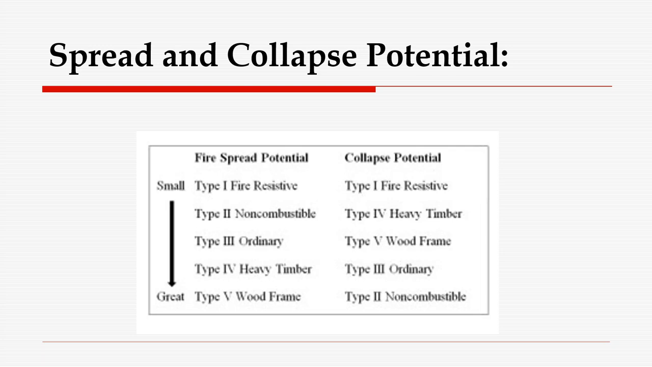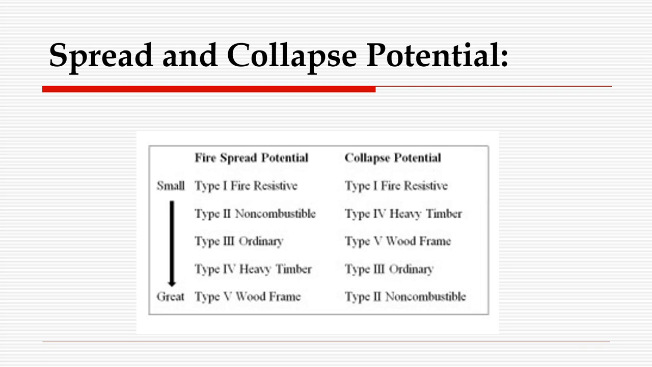So for fire spread potential, typically you have a smaller chance of fire spread as you go down that list. So type 1, then type 2, then type 3, then type 4, then type 5. In that order, your greater fire spread is going to occur in your type 5 wood frame construction than it would in your type 1 fire resistive construction.